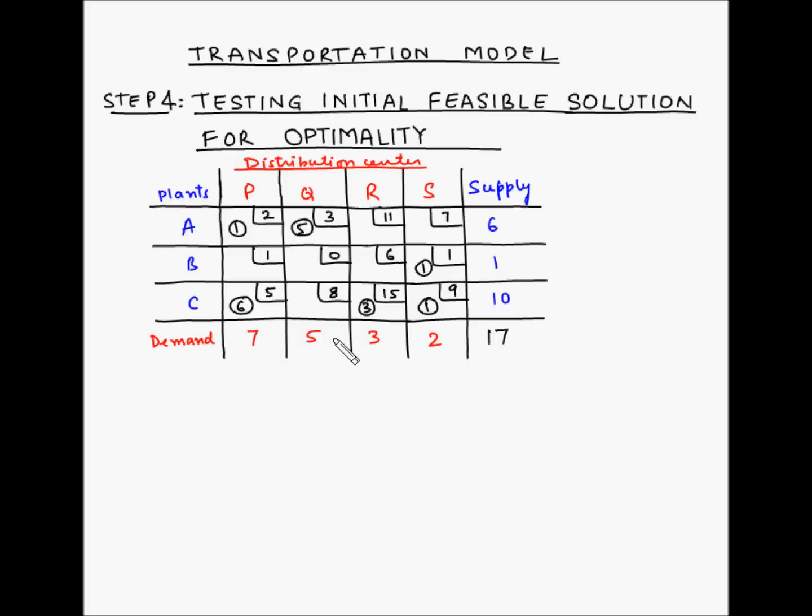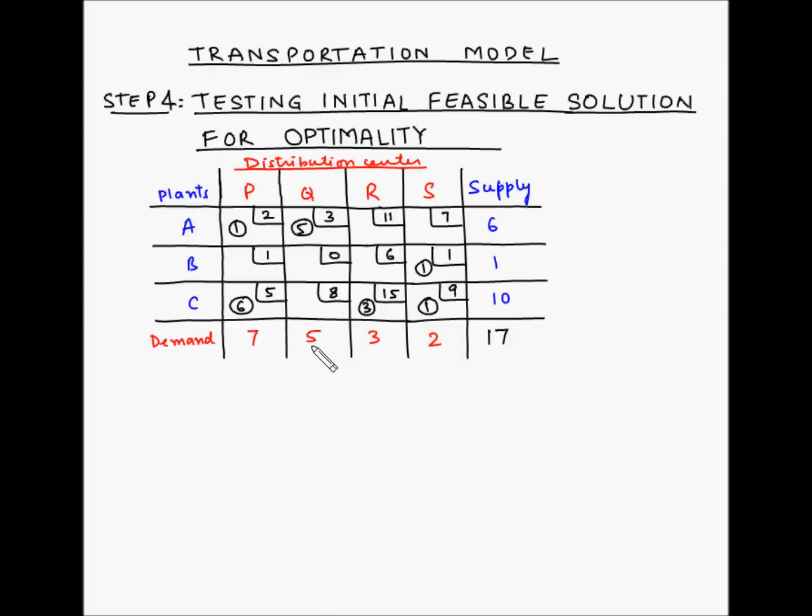Now an optimal solution is achieved when there is no other alternate solution which will give a lower transportation cost. So the objective of the transportation model is to obtain the lowest transportation cost for the overall organization, and the solution which will give the lowest transportation cost will be known as the optimal solution.